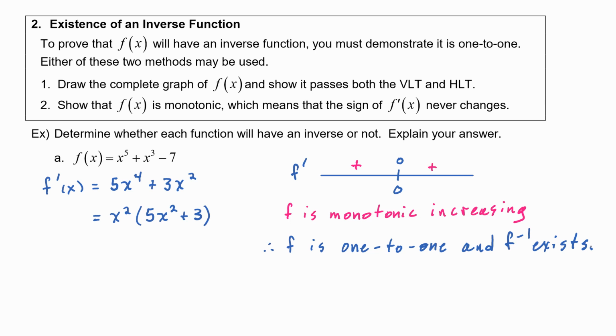So this second method of proving the existence of an inverse function goes pretty quickly. Once you have the derivative and look at the sign graph, you can decide if f is monotonic or not. If it is, then it's one-to-one and has an inverse. If it is not, then it's not one-to-one and does not have an inverse.